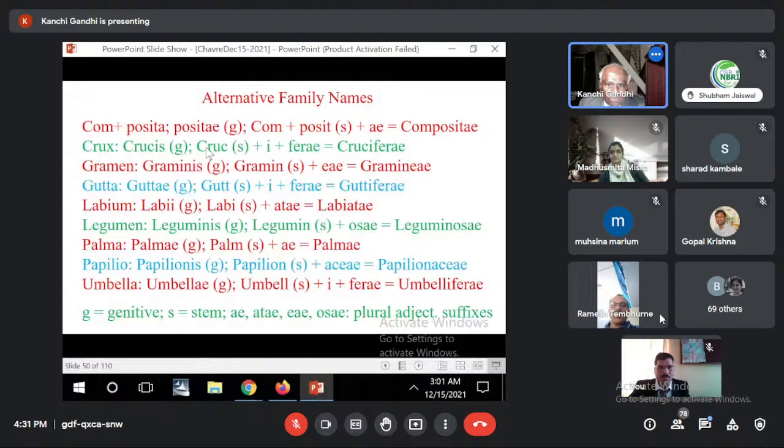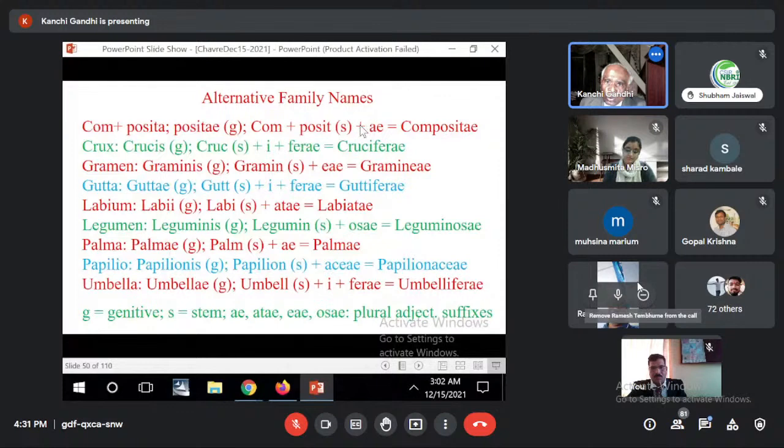So whenever we are adding the stem of the first word plus the second word, if the second word starts with a consonant, not a vowel, but a consonant, then we add an I. When we added com plus O, com is a prefix, posit plus AE, the suffix AE starts with a vowel, so no I is here. So it became Compositae. Whereas in cruc and ferae, ferae starts with the F, which is a consonant, not a vowel, so that's why we added I to make Cruciferae.